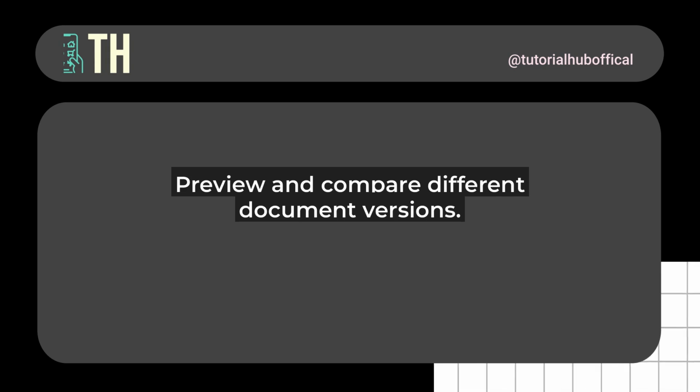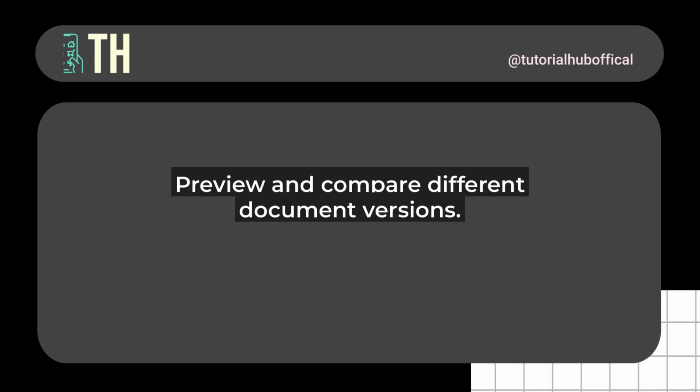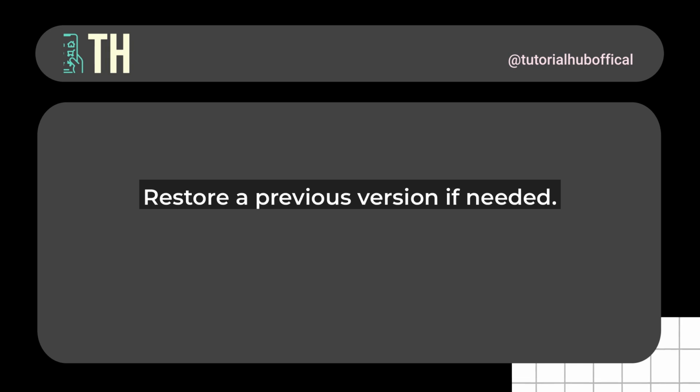You can click on any version to preview it side by side with the current one. If you spot something you like better, just hit Restore this version to bring it back. Google Docs even lets you name versions or add comments for clarity, which is a new 2025 enhancement.